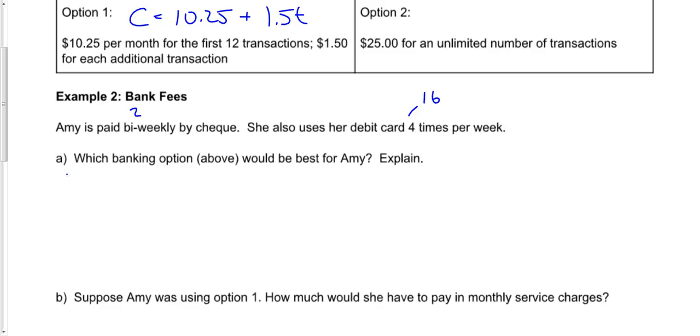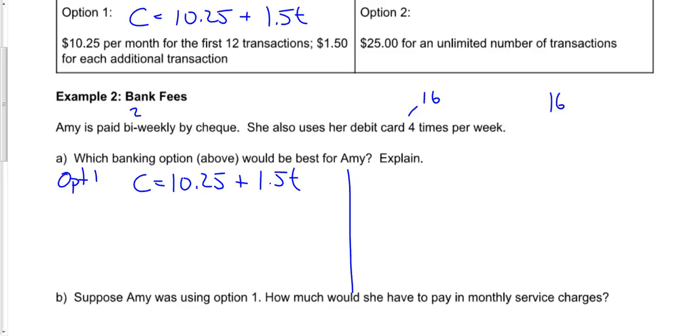Well, if she chose option 1, then her total cost would be $10.25 plus 1.5t. Okay, so let's figure out how many transactions there are in this month. So she has 16 transactions based on her debit card. Okay, so 4 times per week, 4 weeks per month, and 2 payments. So 16 plus 2, that's 18 transactions in total per month.